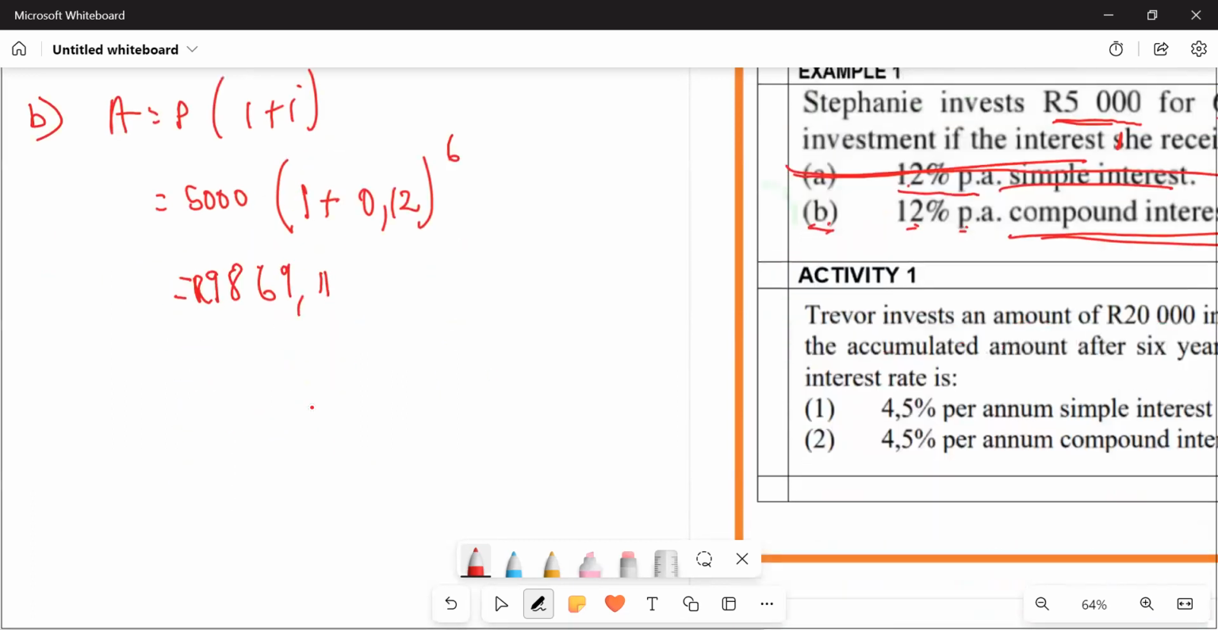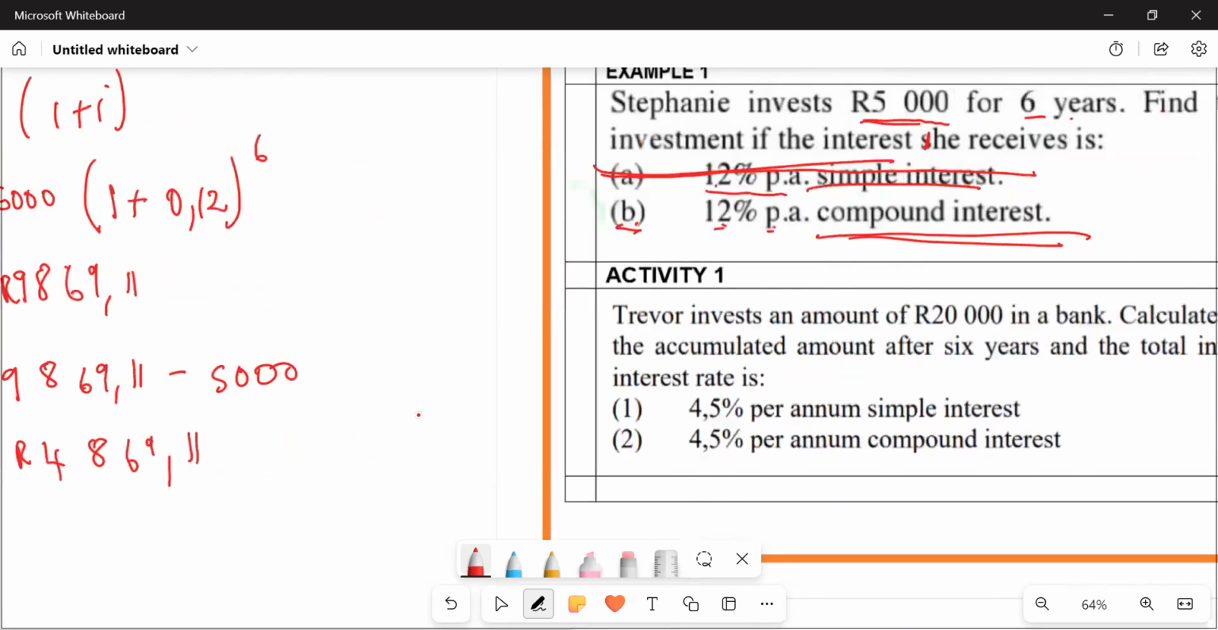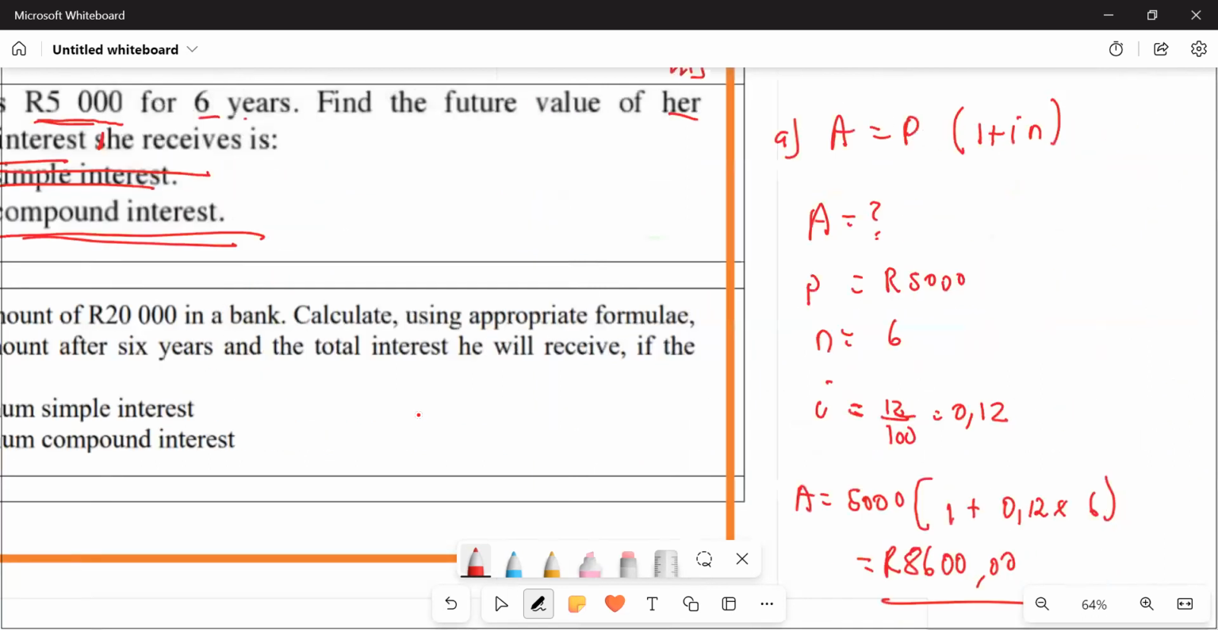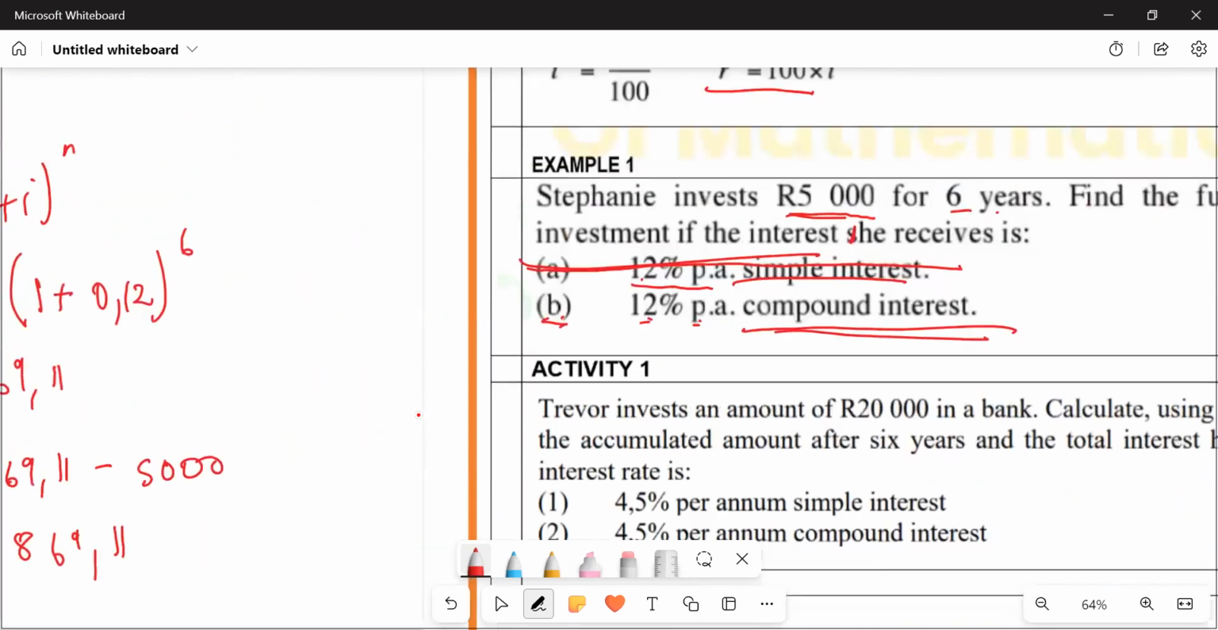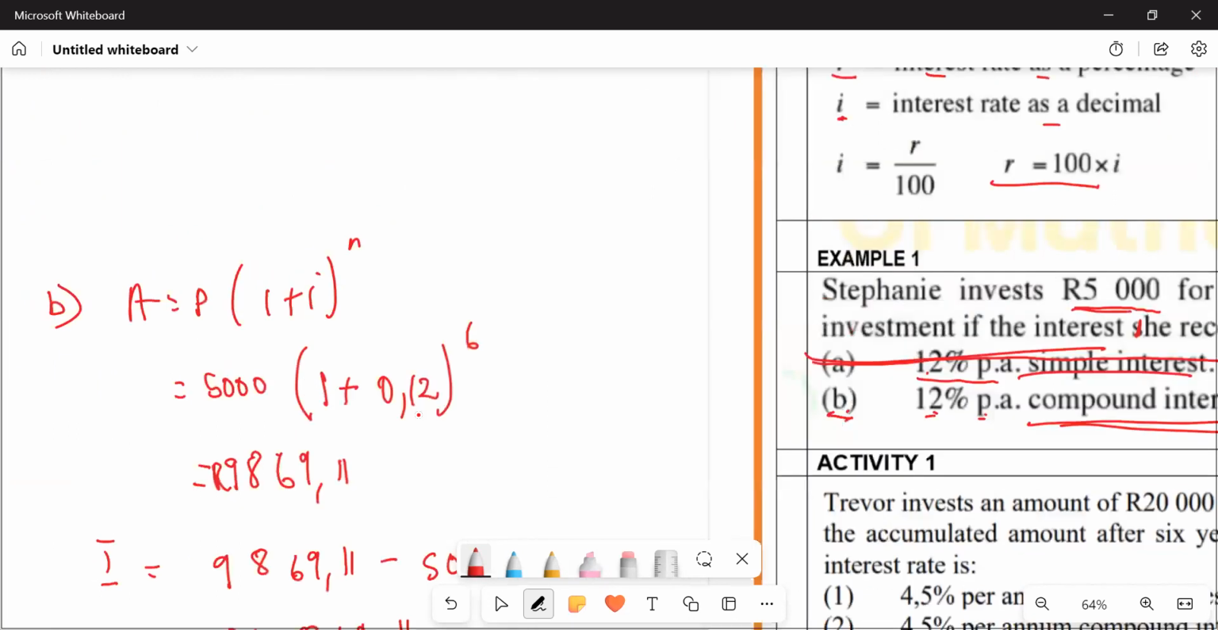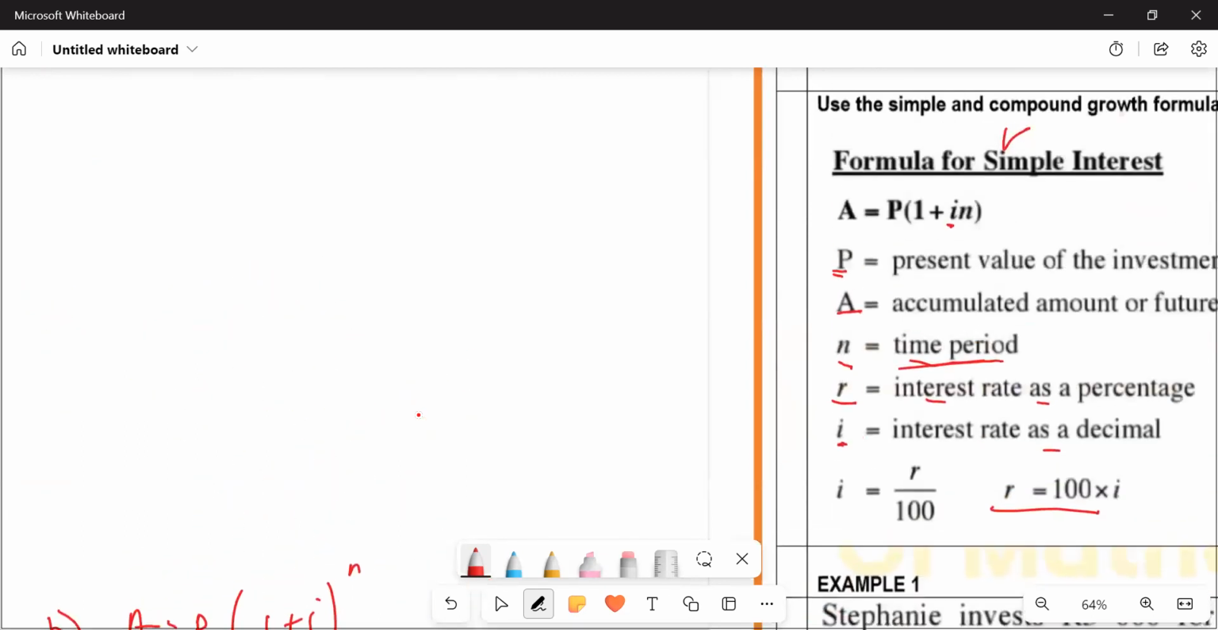Now, which one seems to give us more interest? Let's check. We're going to calculate the interest here again. What is going to be the interest? It's 9,869 minus 5,000 again. And then the interest that we receive this side is 4,869.11. It seems as if the compound interest is giving us more money than the simple interest. Now, it gives us an opportunity to understand what is the difference between a simple interest and a compound interest.